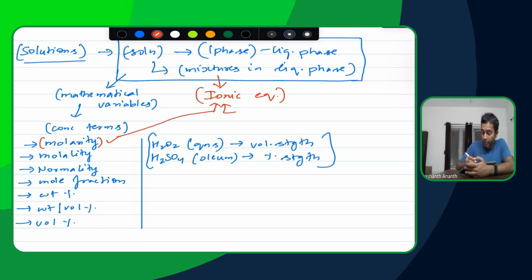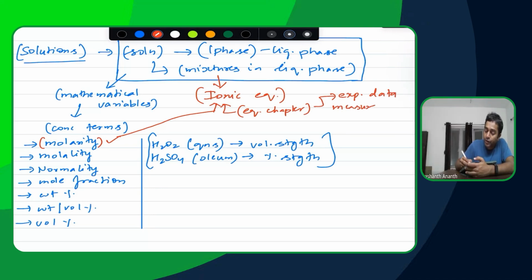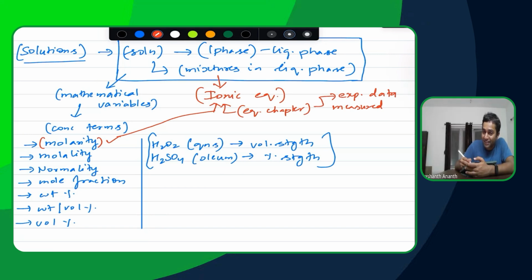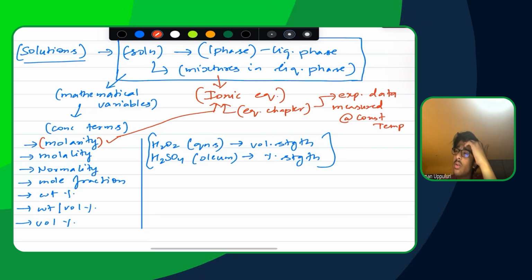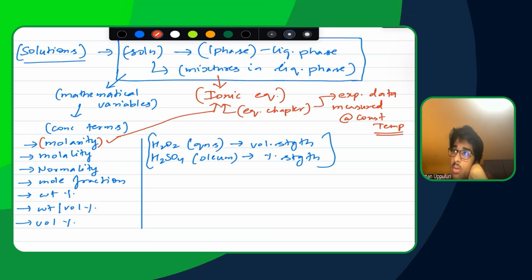Why is molarity more critical for ionic equilibrium? Because this is an equilibrium chapter. So equilibrium chapter is generally going to be having experimental data measured at what condition usually? Constant temperature is the real thing which I'm looking for here. Pressure is not going to be the case. Pressure would vary. So why? Because the equilibrium constant is a constant at a given temperature. So at a constant temperature, you'll play around with it.